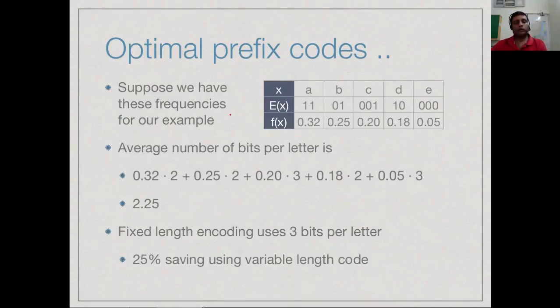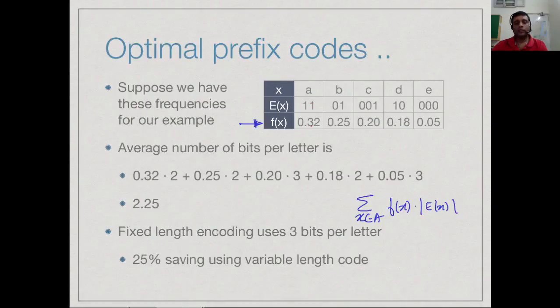So let's work out how this works. Suppose we take our earlier example of 5 letters. Now we insert some fictitious information about frequencies. All these 5 values are fractions between 0 and 1, and they all add up to 1. Then I do this summation over X of f of X times the length of E of X.